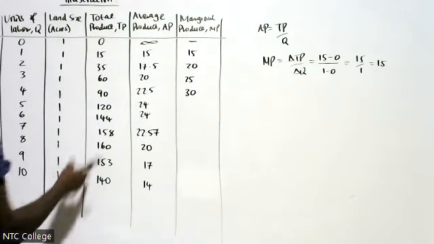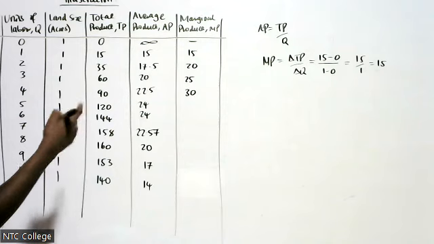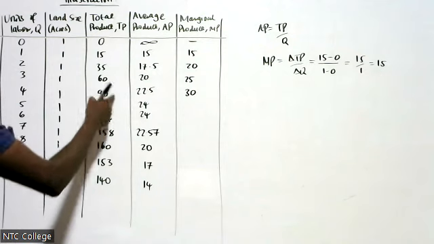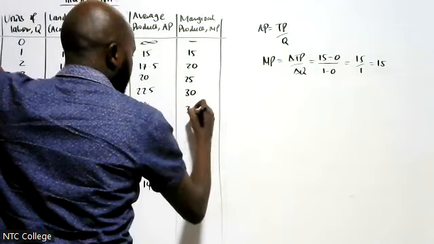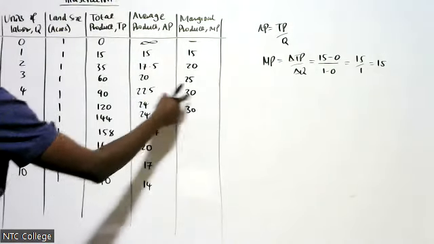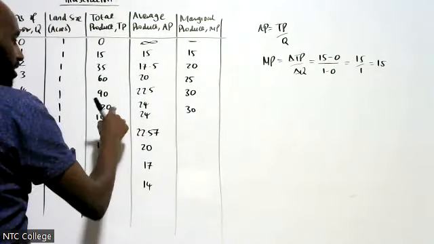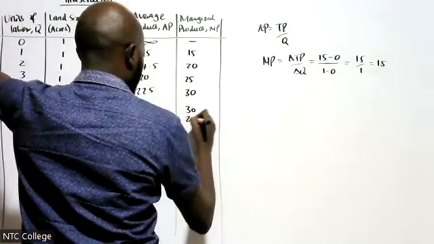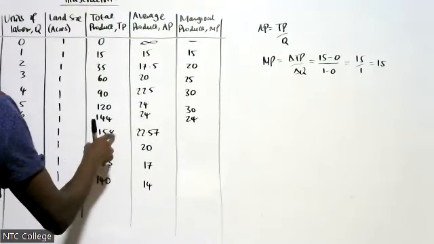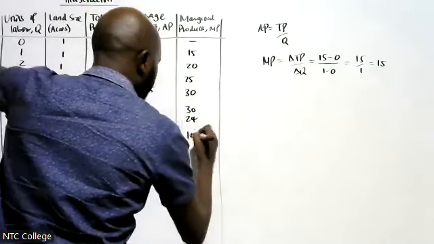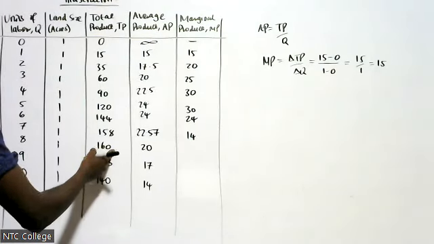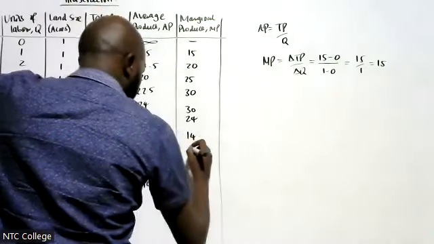Now, total product is changing as we keep on adding more and more units of labor. From 90 to 120, we also have 30. So from 60 to 90 it was 30, and 90 to 120 is also 30. 144 minus 120, 24. 158 minus 144, 14. 160 minus 158, there is a pattern that is coming up.